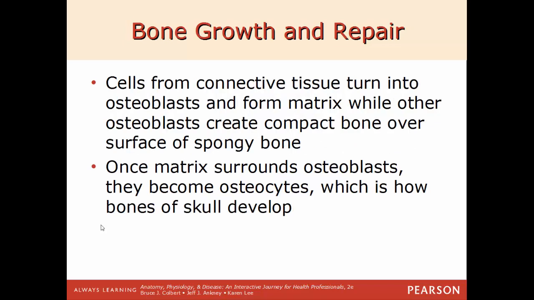Now the cells from this connective tissue will turn into osteoblasts and will lay down their matrix of calcium and phosphorus, basically building up the bone, filling in the gaps between the two sheets of connective tissue. And this will create compact bone over a surface of spongy bone. Once that matrix surrounds the osteoblast, that's when they turn into mature cells, osteocytes. This is how bones like the bones of the skull form.